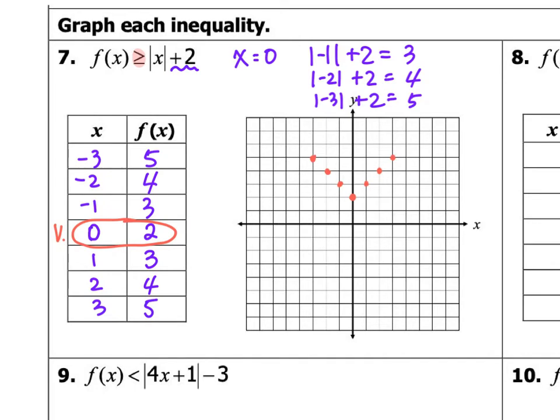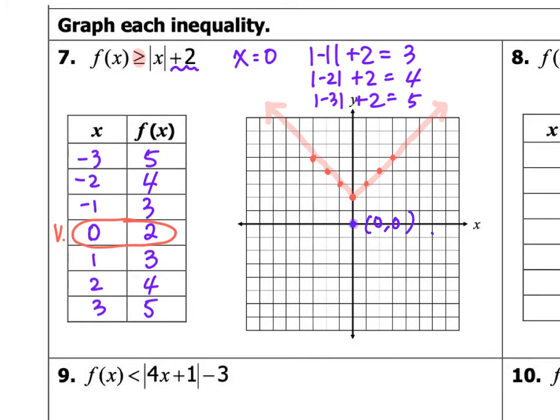Since it has an equal bar there, it will be a solid line. It's a little off, but you get that. And now let's evaluate the point. I'm going to evaluate (0, 0).